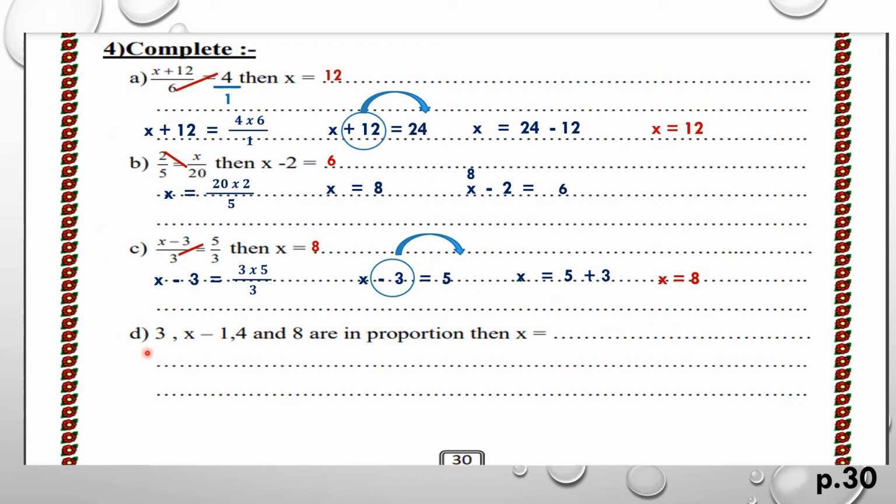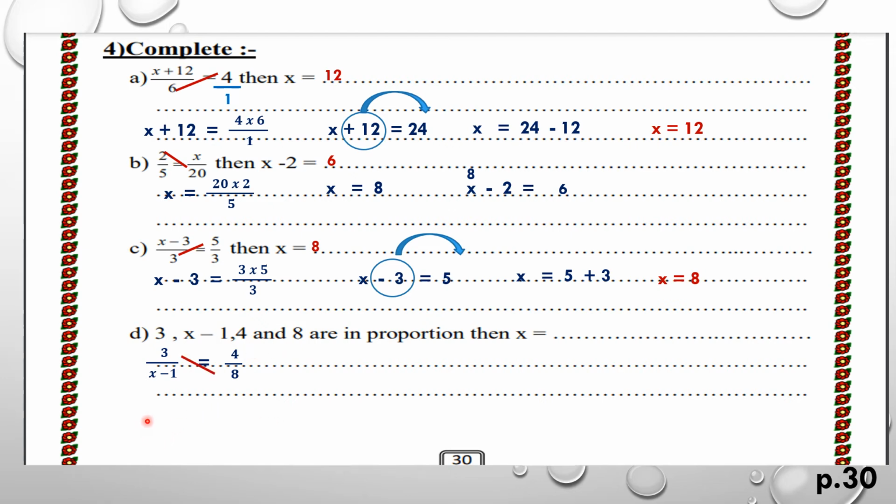Letter D. 3, x minus 1, 4 and 8 are in proportion. Then x equals what? So, first we need to put it in the form of the fraction to find the value of x. 3 over what? Here we have x minus 1. This is not x alone. So, 3 over x minus 1 equals 4 over 8 by order as usual.